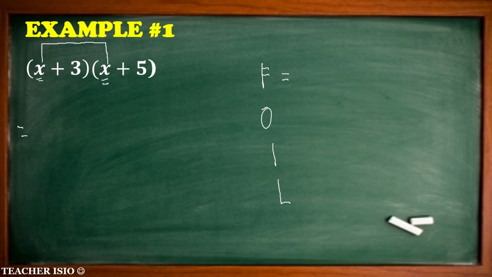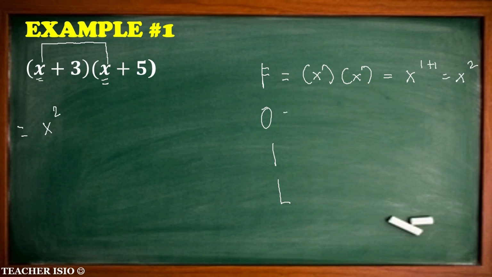So you're going to multiply. So what is x times x? So we have x, again we have invisible 1 here as our exponent. So x raised to 1 plus 1, we have x squared. So just write x squared here.